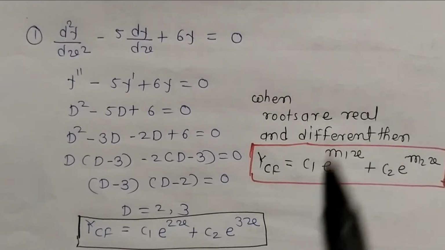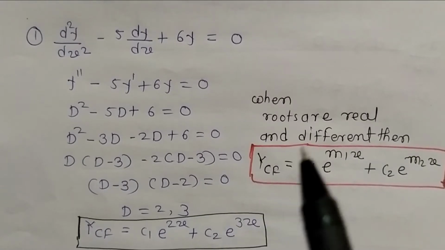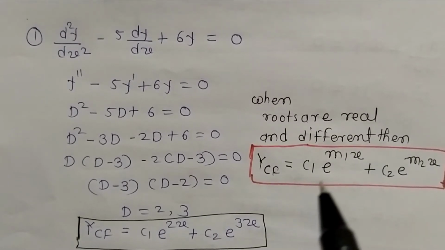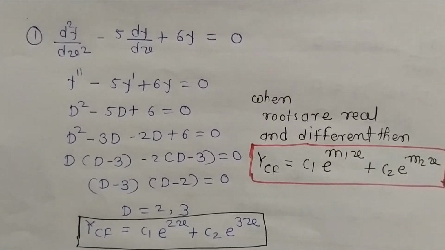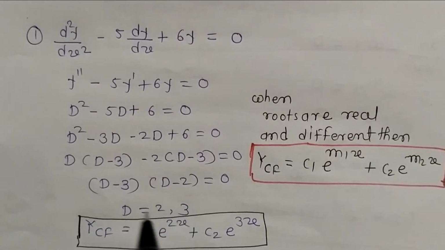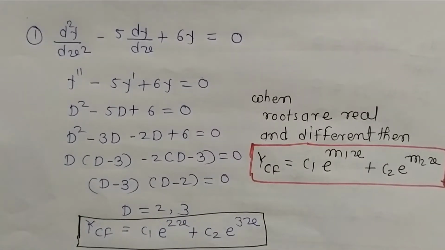When roots are real and different, then the solution of this differential equation is c1 e^(m1 x) plus c2 e^(m2 x). So here roots are real and distinct. So here the solution of this differential equation is c1 e^(2x) plus c2 e^(3x).